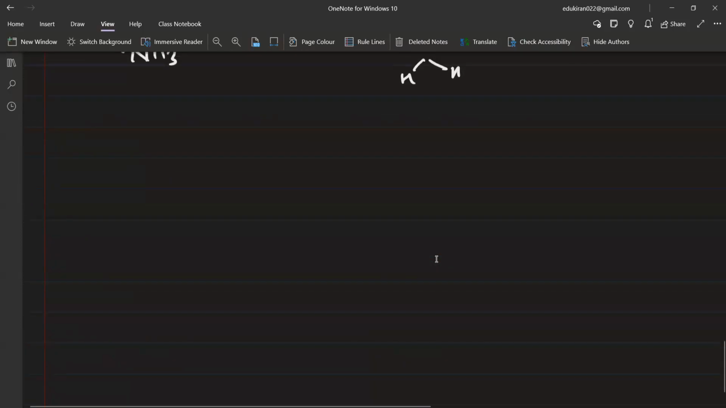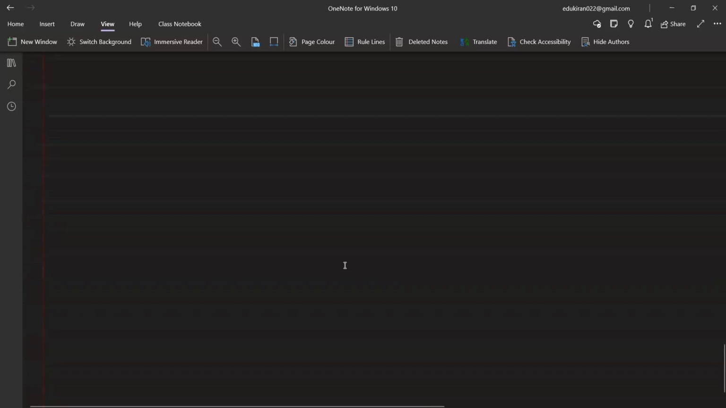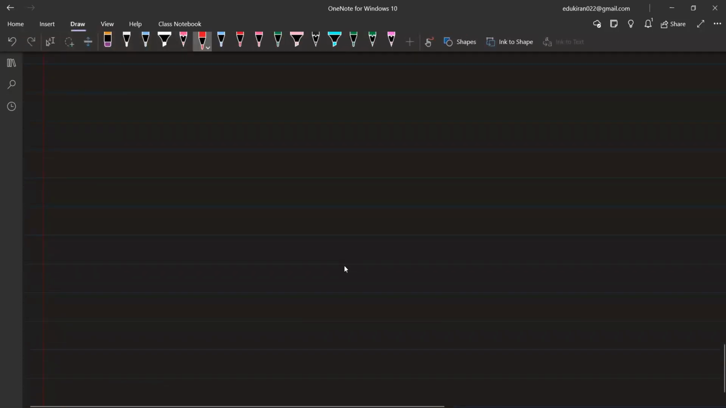After this, you will write the topic that is remaining: isomerism. Okay, isomerism. Now, in isomerism, there are two types of isomerism that we have to study.